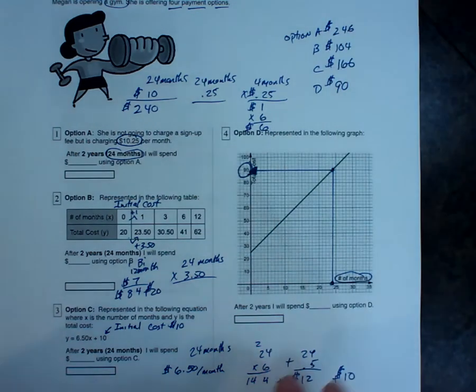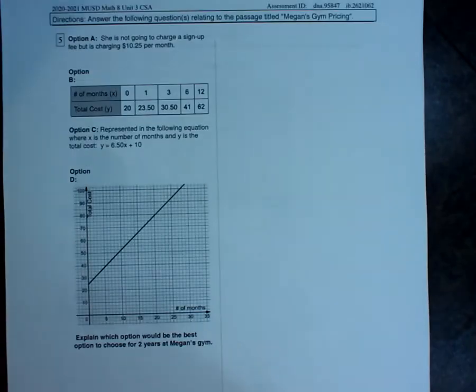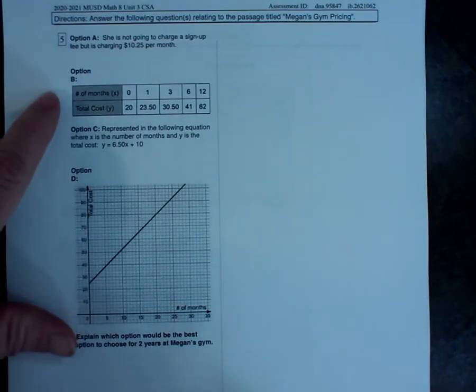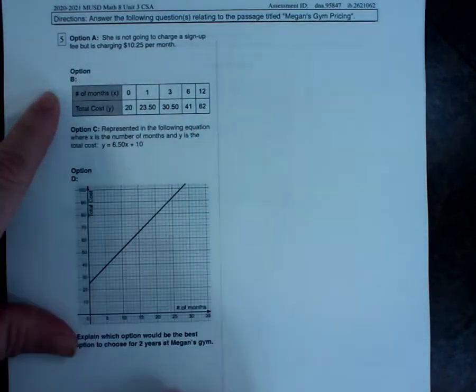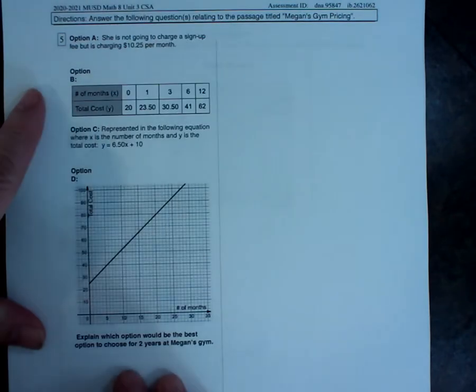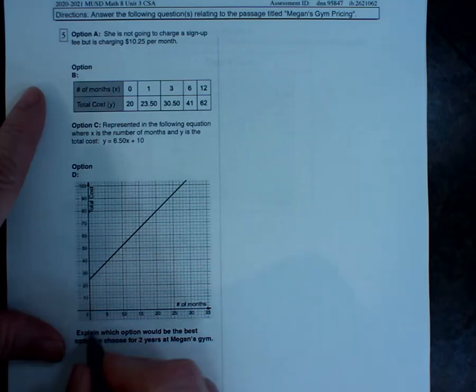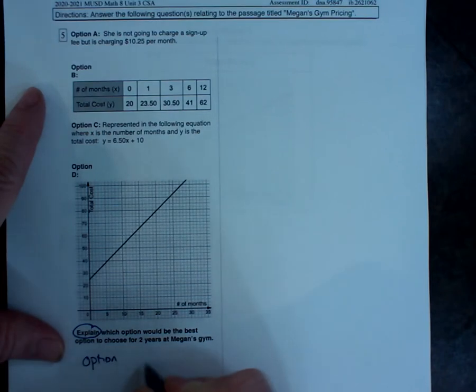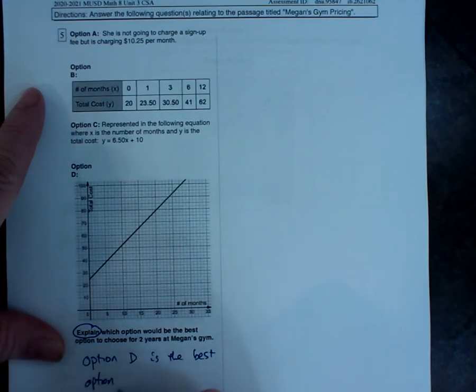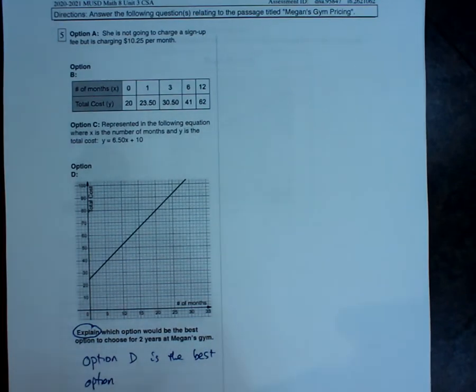So we have all of our options. And then we get to the next question. She is not going to charge a sign-up fee in option A, option B, option C, and option D. And we just listed all the options. And it says explain which option would be the best option to choose for 2 years at the gym. You need to make sure that you explain that option D is the best option.